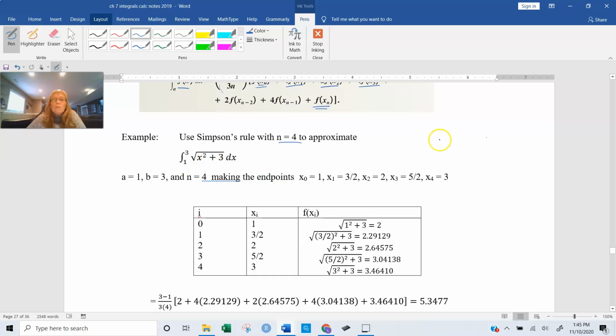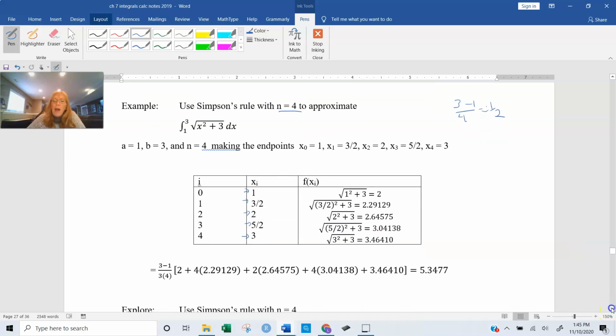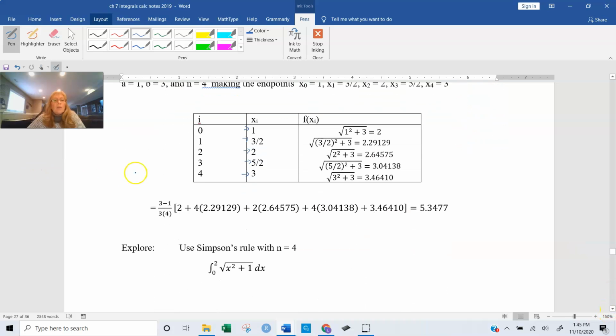So we do 3 minus 1 divided by 4, which is 1/2. So every half is where it changes again. We start at 1, 1.5, 2, 2.5, 3. All right, we plug those into our equation. We get 2, 2.9, 2.6, 3.0, 3.46. Nothing new yet, right? Now, when you add the Simpson rule to it, it's 3 minus 1 over 3 times 4.